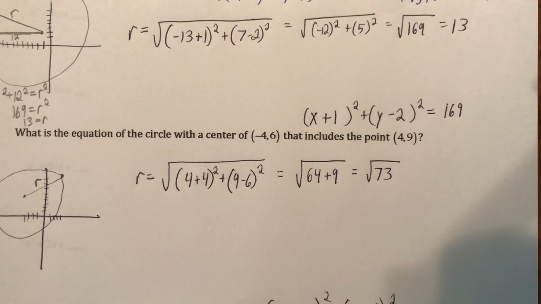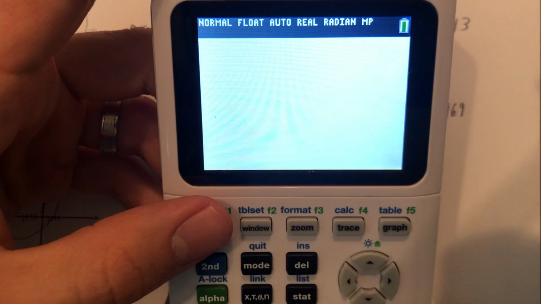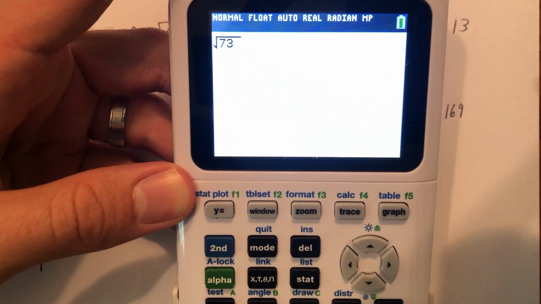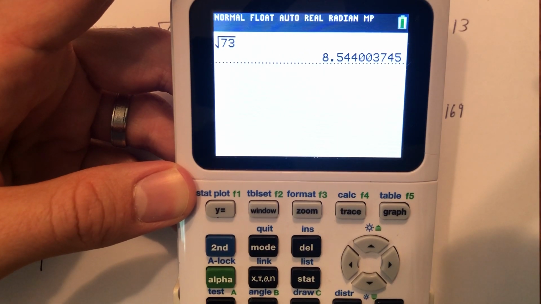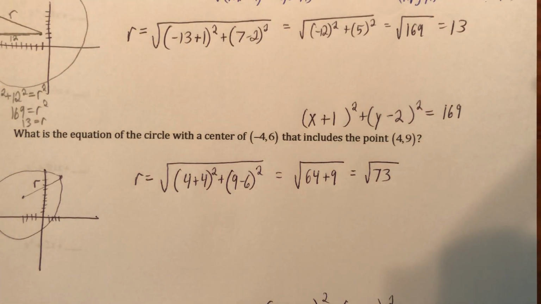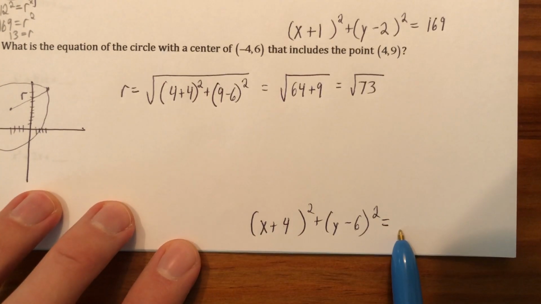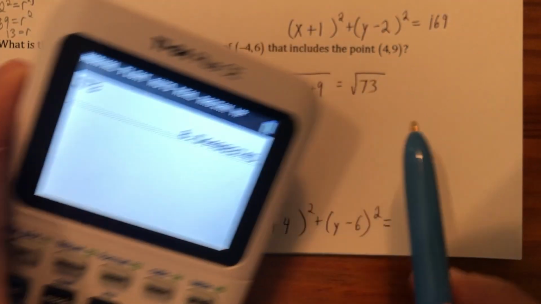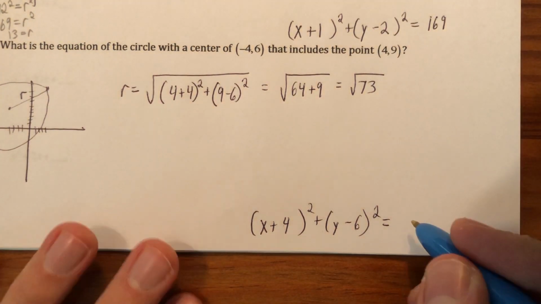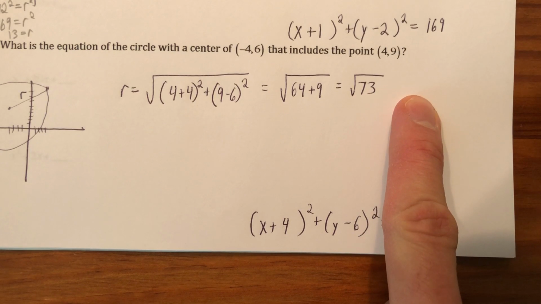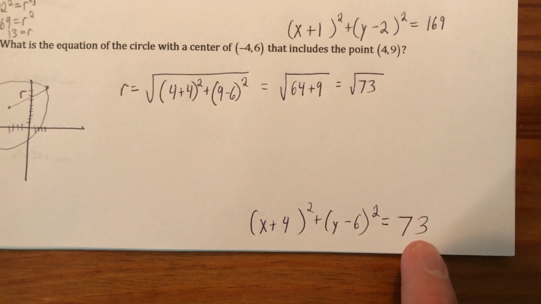Now I don't know what the square root of 73 is. It's a little more than 8. It's 8.5-ish. That's not what I want, though. Let's be real honest. When I find out what goes here, I need the radius squared. I could put like 8.544 right here, but I need 73 right there, because whatever this is as a decimal, if I were to square it, I'd get 73.